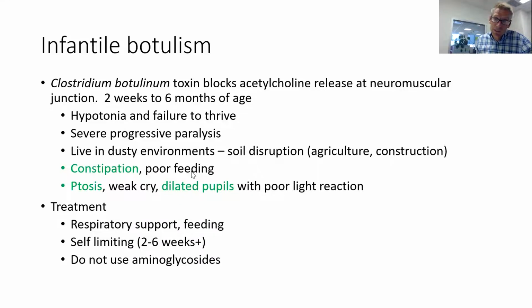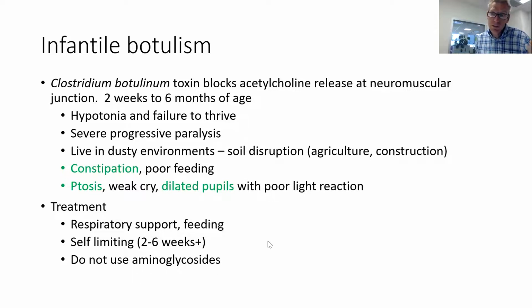And usually the treatment for this is just respiratory support, because they're so floppy, often they don't take adequate breaths. And so you provide respiratory support and feeding. And just like tetanus, you have to look after these babies for many weeks until they get better. Just like all babies who have peripheral nerve problems, you shouldn't use gentamicin in these babies because it can make their peripheral nerve function worse.